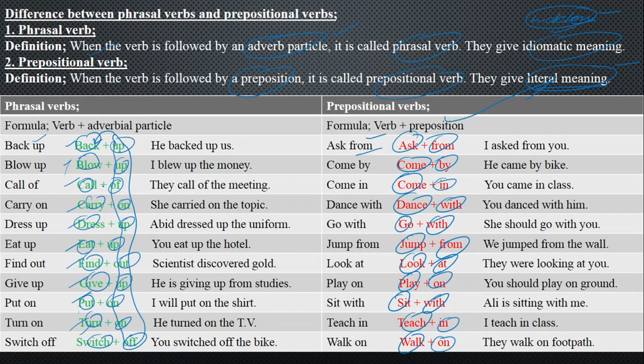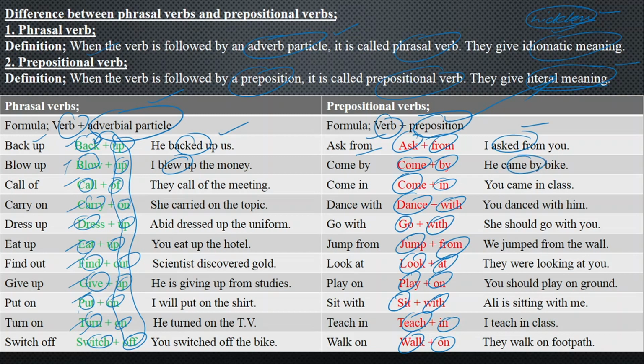So formula for phrasal verb is verb plus adverbial particle, not preposition. And prepositional verbs, verb plus preposition. Now over there, he backed up us means he supported us. See, this backup is giving a hidden meaning. But if I say I asked from you, ask from is giving the same meaning which is written here. I blew up the money means I spent money uselessly. But over there, if I say he came by bike, come by is giving the literal meaning, the same meaning.